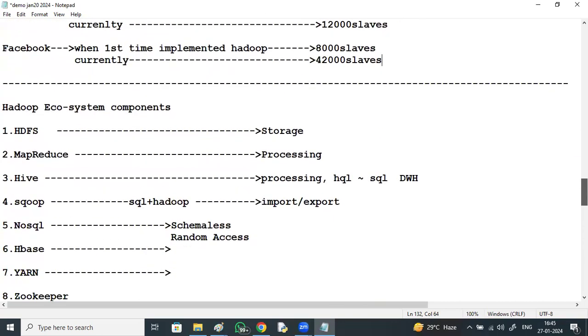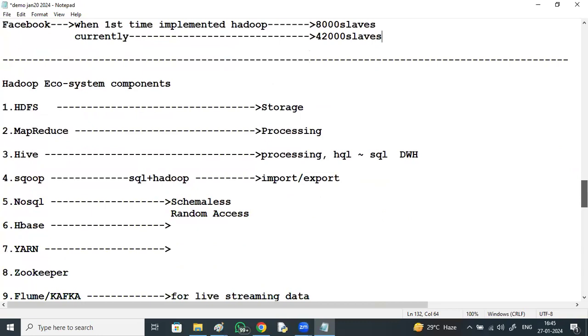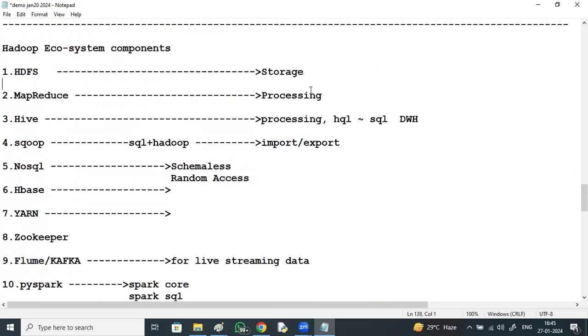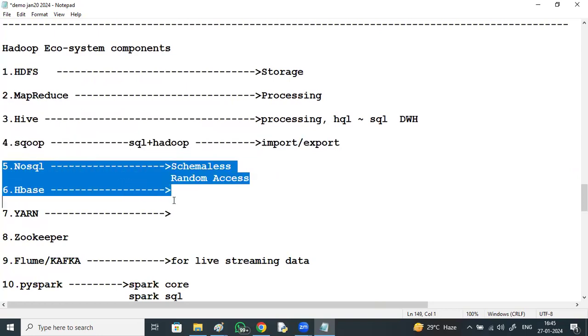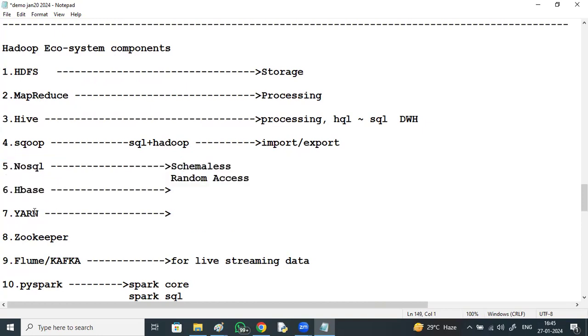Hadoop ecosystem components: HDFS for storage, MapReduce for processing, Hive also for processing, where we use HQL, which is similar to SQL. Sqoop for import and export. NoSQL database HBase for schemaless behavior and random access. YARN, Yet Another Resource Negotiator, where drawbacks of the previous versions were rectified. Zookeeper controls and coordinates all the other Hadoop components, right?